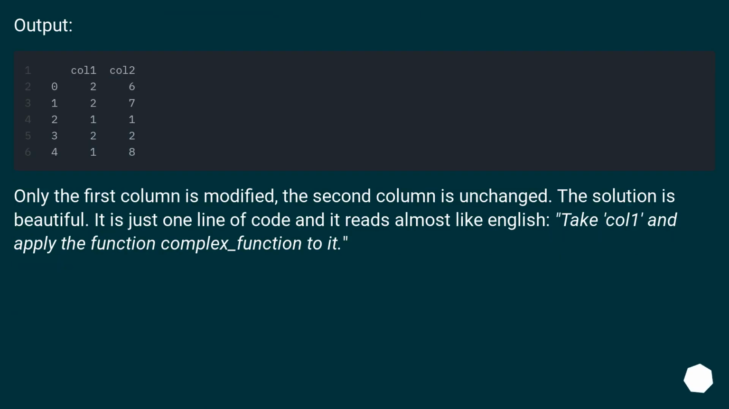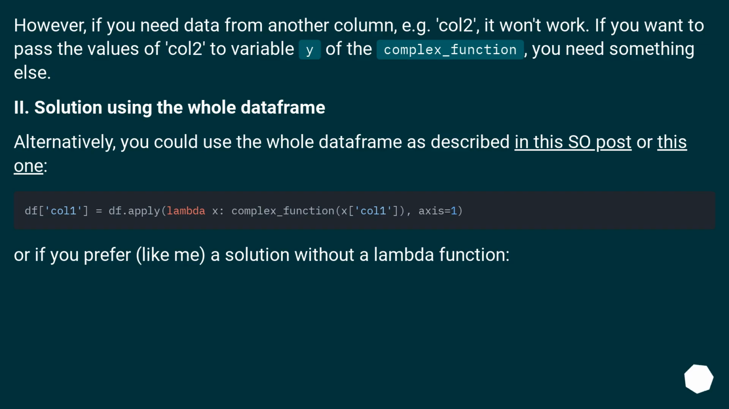Output. Only the first column is modified, the second column is unchanged. The solution is beautiful. It is just one line of code and it reads almost like English. Take col1 and apply the function complex_function to it. However, if you need data from another column, for example col2, it won't work.